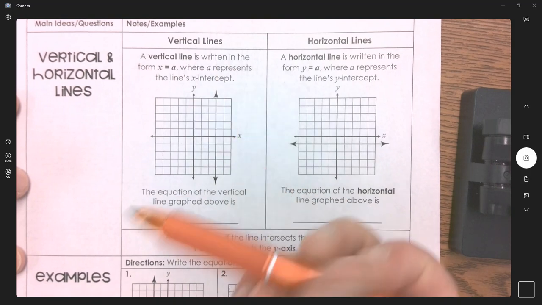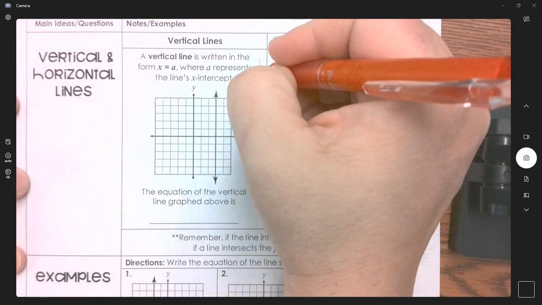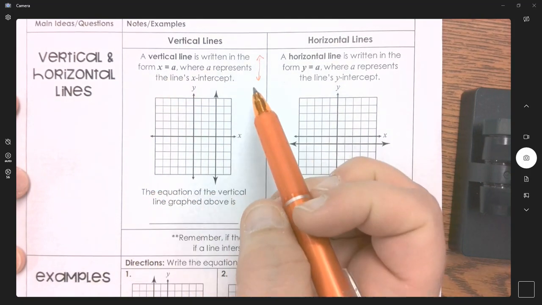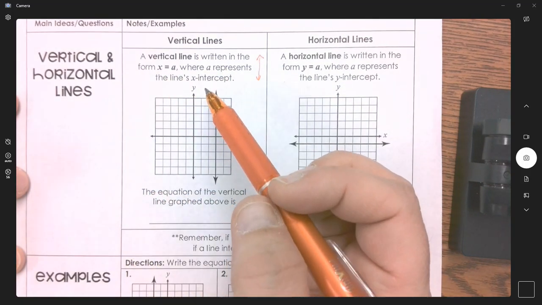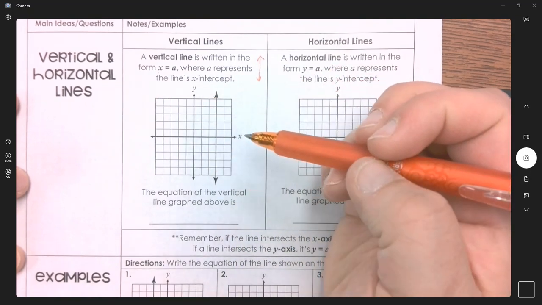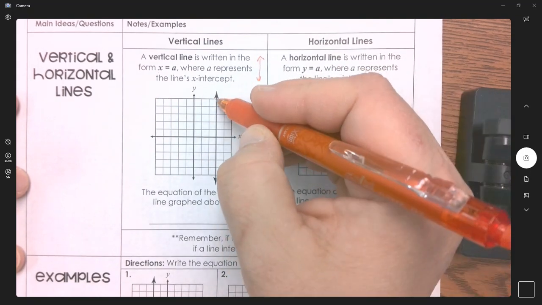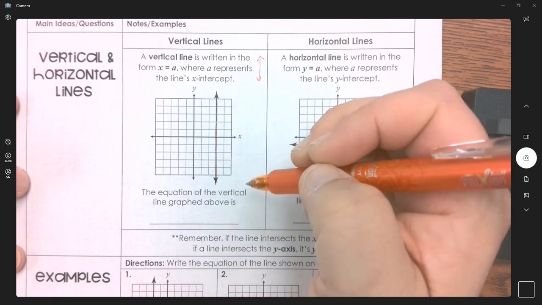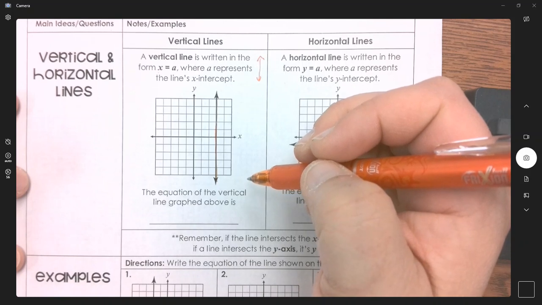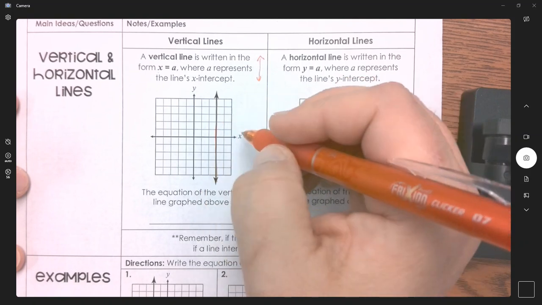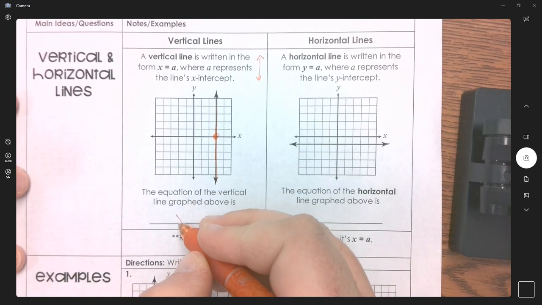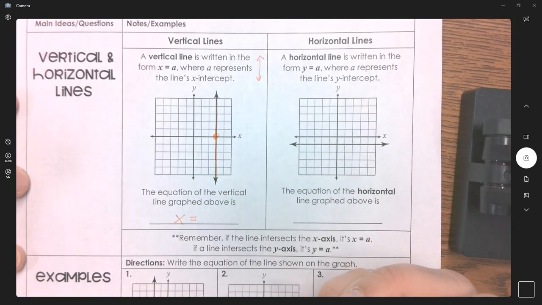A vertical line, remember vertical is up and down, is written in the form of x equals a, where a is the x-intercept. So for example, if I were to do this problem, I'd look at my graph and see if it's a straight line, no slope to it, except for undefined or zero. Which axis does it go through? This graph is touching the x-axis. That means it's going to be an x equals graph, okay?